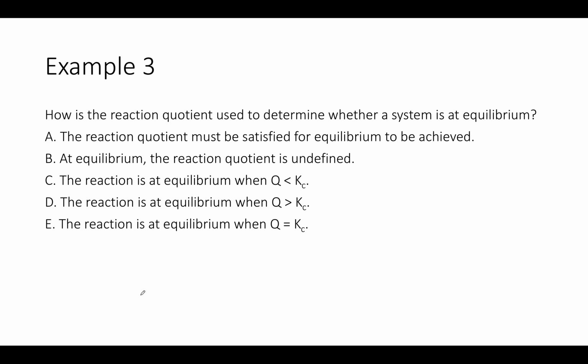Okay, third example. How is the reaction quotient used to determine whether a system is at equilibrium? The reaction quotient must be satisfied for equilibrium to be achieved. No, that's not true. At equilibrium, the reaction quotient's undefined. No, that's not true. The reaction is at equilibrium when Q is less than the equilibrium constant. No, that's not true. The reaction's at equilibrium when Q is greater than Kc. No, that's not true. But the reaction is at equilibrium when Q equals Kc.